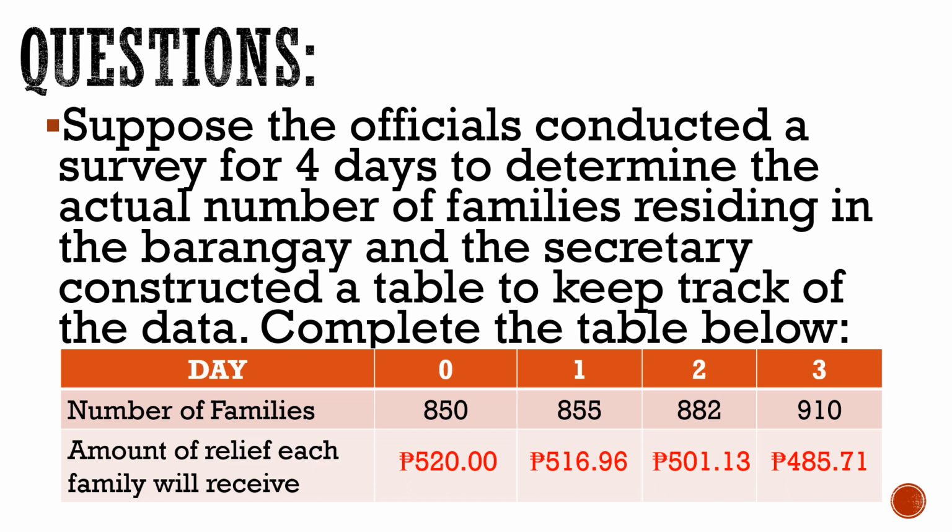So, simple lang po. Yung total number po ng ating pondo, which is 442,000, dinivide ko lang po sa 850 para makuha yung 520. Dinivide ko yun sa 855 para makuha yung 516.96. Dinivide ko yung 442,000 sa 882 para makuha yung 501. And then, dinivide ko po yung sa 910 para makuha po yung 485.71.